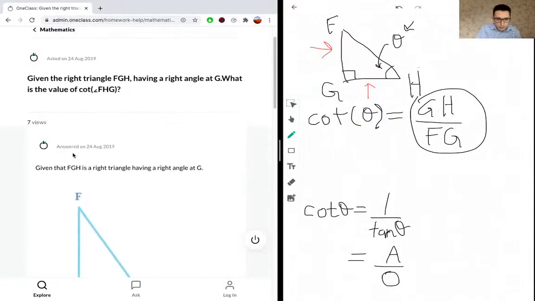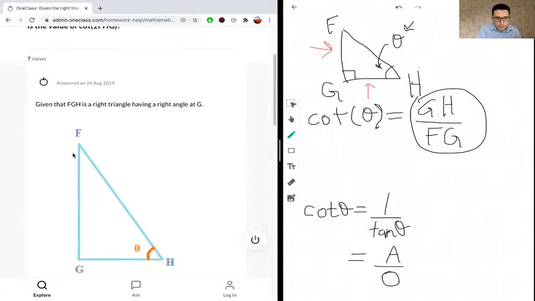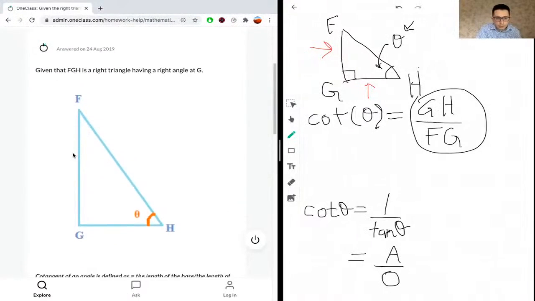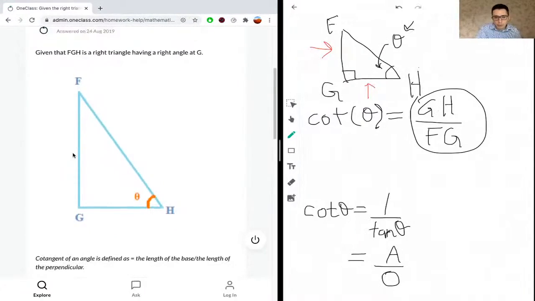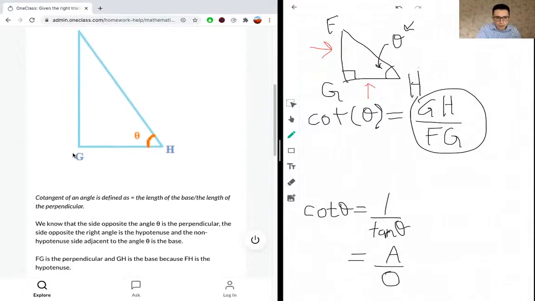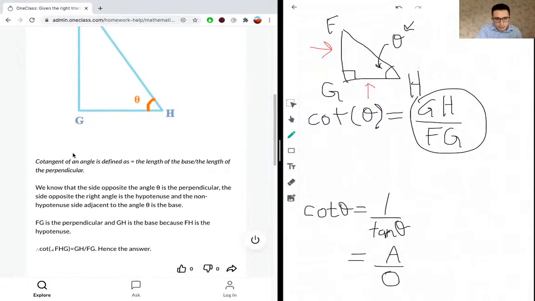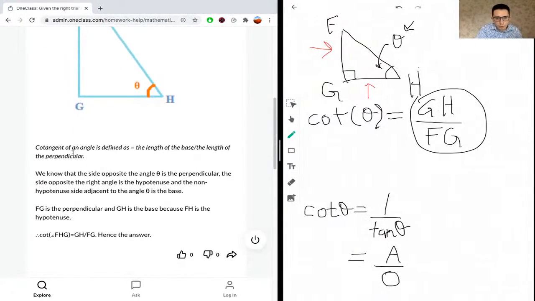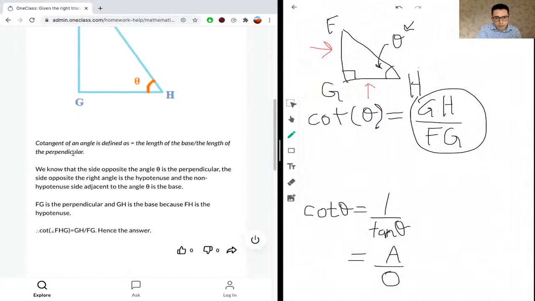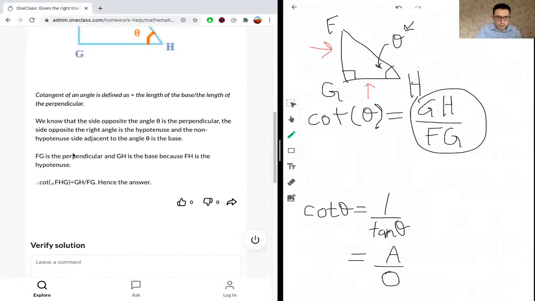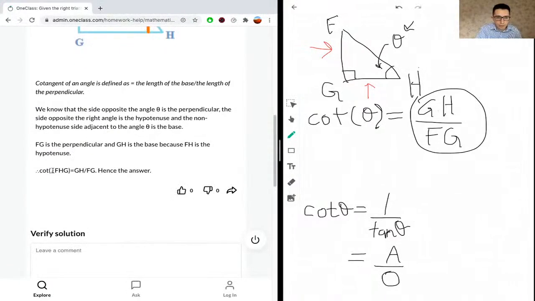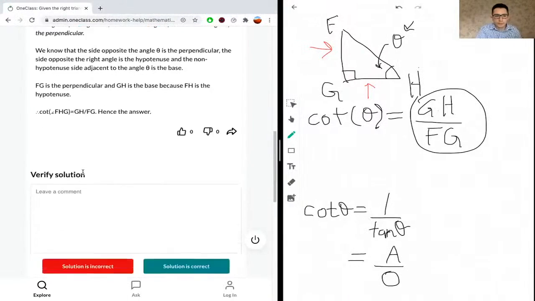Looking at the solution provided, they've drawn out a diagram, and we use the same diagram given in the question. Cotangent of an angle is defined as the length of the base over the length of the perpendicular, so the adjacent over the opposite. Therefore cotan of FHG equals GH over FG. So the answer is correct.